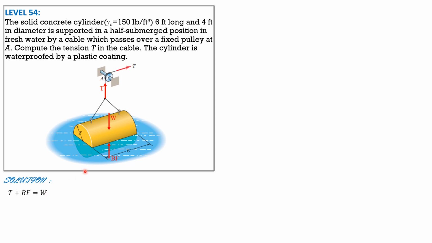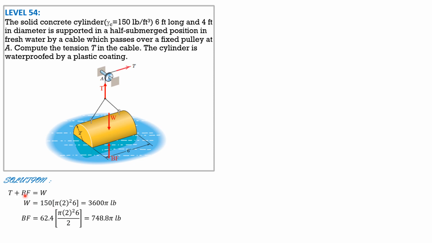The weight is the specific weight of the concrete cylinder, 150 pounds per cubic foot, times the volume of the cylinder, which is pi r squared, pi times 2 squared times 6. So the weight is 150 times pi times 2 squared times 6. It is 3,600 pi pounds. The buoyant force is 62.4 times pi times 2 squared over 2 times 6, and it is 748.8 pi pounds.